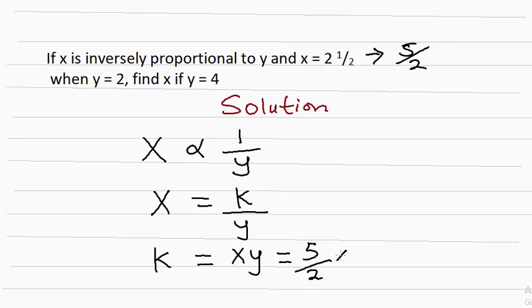All right, the initial value of Y is 2. Of course, 2 cancels 2, that's 1. 5 times 1 is 5. So I haven't gotten that now. We are being asked to find X when Y is equal to 4.